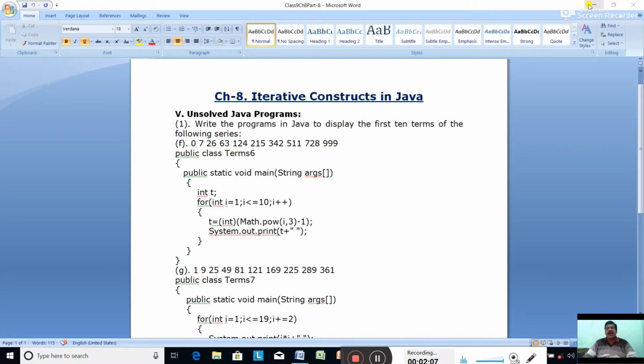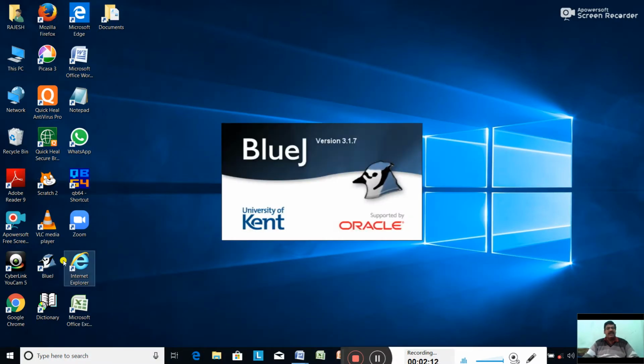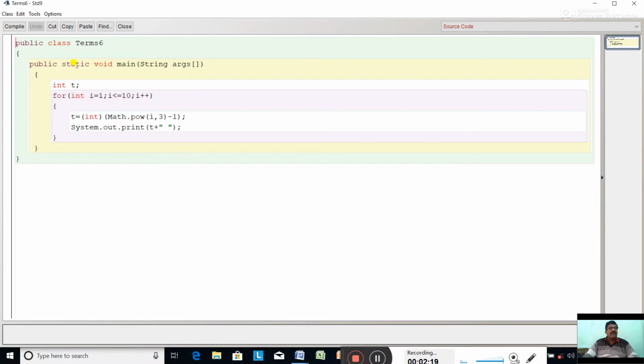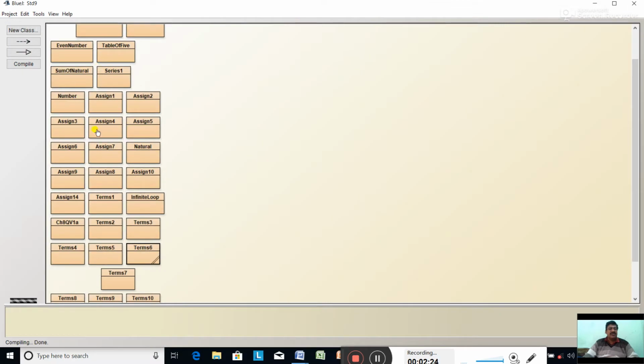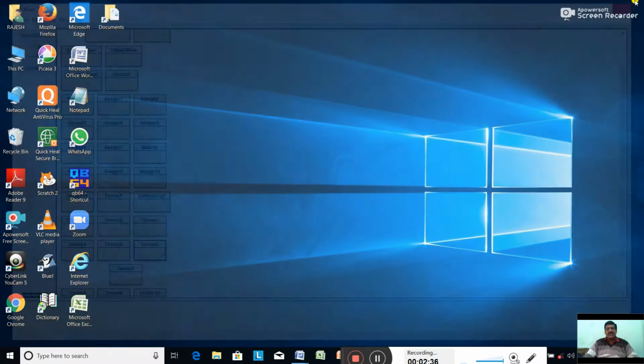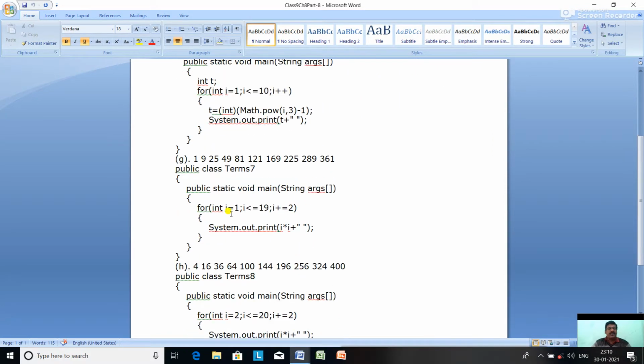Okay. Now let us see the output of this program. This program is already typed. We will just execute and see the output. Term 6. See the same program. Compile. No syntax error. Get the output. And see 0, 7, 26, 63, 124 up to 999. So this was question number F.